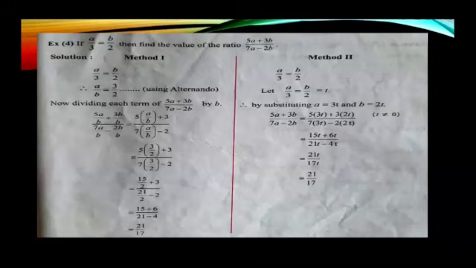5 3s are 15, so we get 15t plus 3 2s are 6, so 6t, upon 7 into 3 is 21t minus 2 2s are 4, 4t. So we get, by solving, 21t upon 17t. t gets cancelled, so what remains is 21 upon 17.